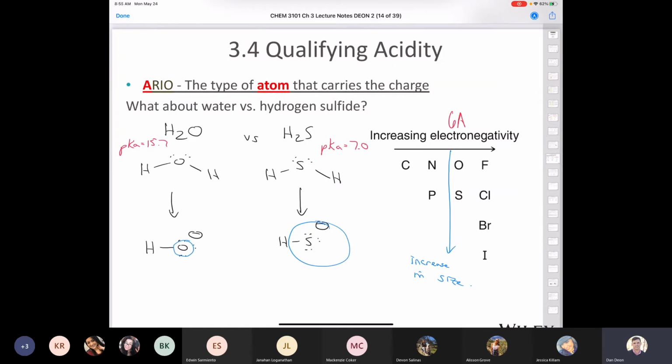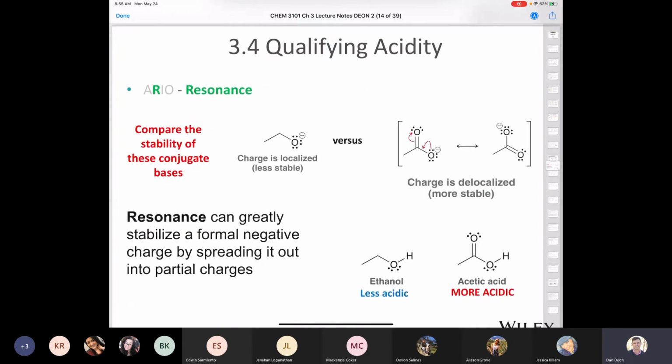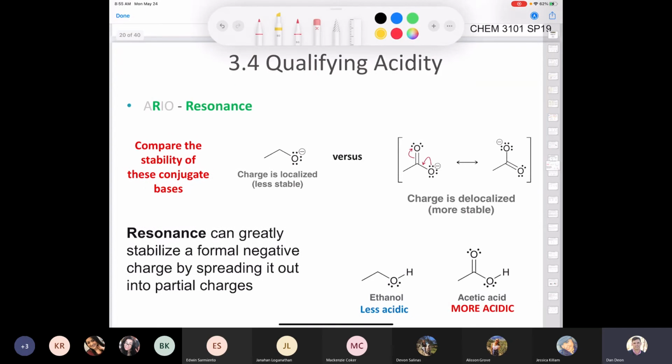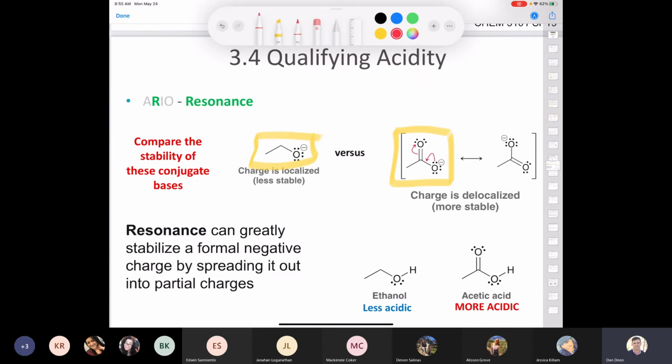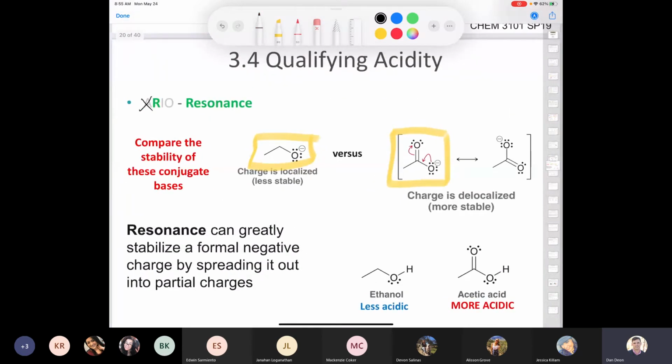Okay, so we've covered the first one, A, for atom. So what comes next? The letter R and the concept of resonance. What if I was looking at these two conjugate bases? If I have this conjugate base, that's called an ethoxide. And this one here is acetate. Well, if I'm trying to use atom, I can't use the letter A, because the negative charge in both of these is on an oxygen atom. So that doesn't work. So I move on to resonance.